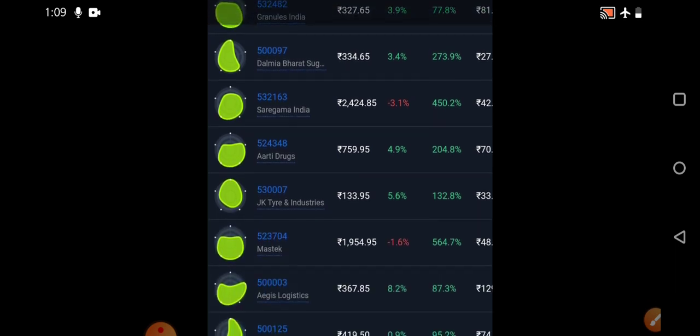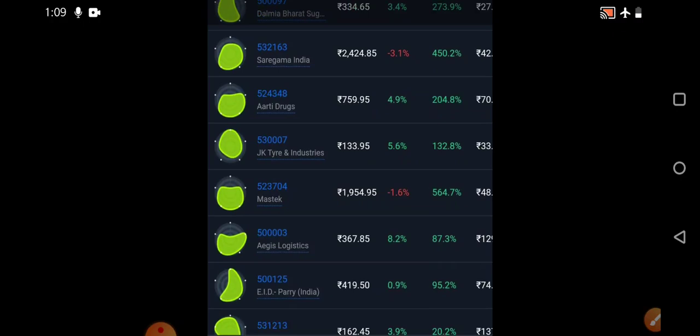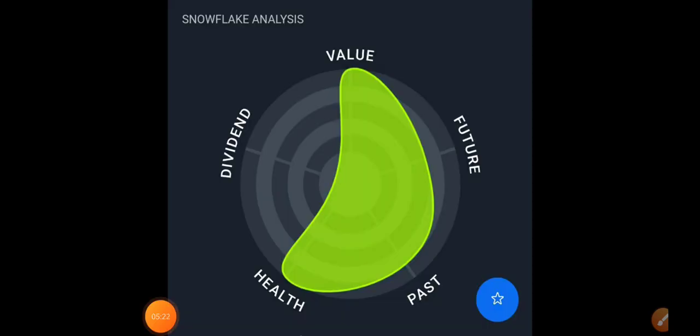So I am selecting EID Parry because it has already given 95%, so further potential may also be seen. Once I click on EID Parry, as I told in the beginning of the video, you can see these 5 parameters: health, value, future, past, dividend. Everything is looking very good. Dividend is not being provided, so that is not a major concern. Our concern is value, whether we are investing in an undervalued or overvalued region. After that, the financial health, like how the debt is reducing, how the company is focusing on assets. All these things are very important. Past and future are also key factors that we are focusing on.